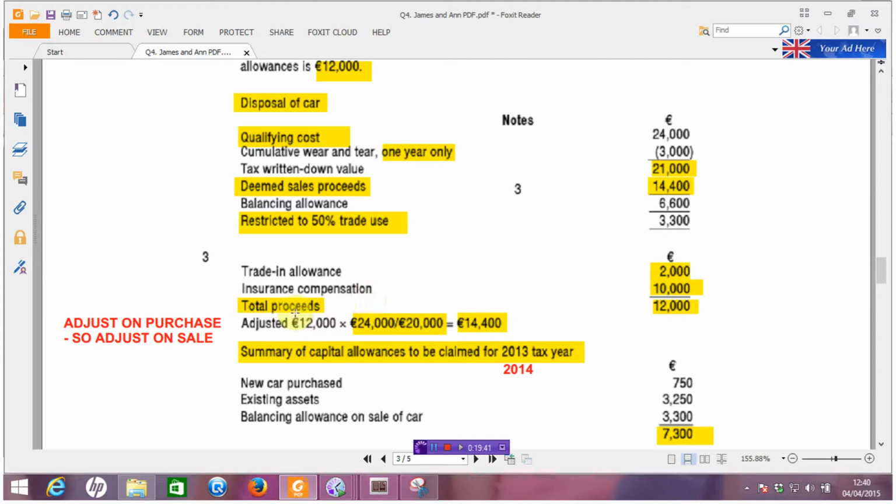So we have to say, okay, we're receiving 12,000, but we have to uplift that by, in effect, the reversed fraction that we used ingoing. That was the value, the 24, that we included the car at, whereas that was the actual cost. So if it's 12,000 received, we have to uplift that by the fraction that we used in effect ingoing. And that's where we get the figure of 14.4.